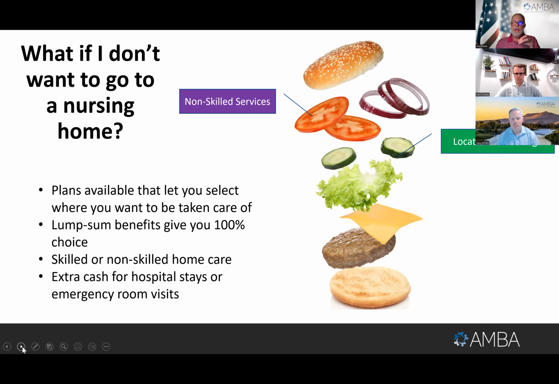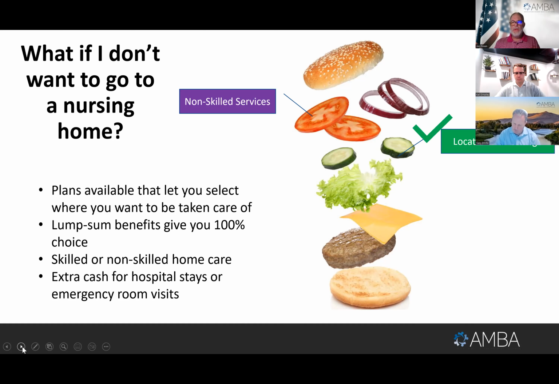And so you want to be taken care of where you're most comfortable. There are plans that allow you to stay at home if that's most comfortable to you, or transition as your care needs provide it. Some are lump sum plans that give you 100% of the choice. They just say, you've lost these activities of daily living, there's been a diagnosis, whatever's happened, boom, here's money. Decide how you want to be taken care of. Some provide for skilled or non-skilled home care, meaning you can have somebody come in, cook, clean, change your clothes, feed you, things like that. Sometimes you have to have a home health aide, something of that. Some even give you extra cash if you have to go back to the hospital or emergency room visit.